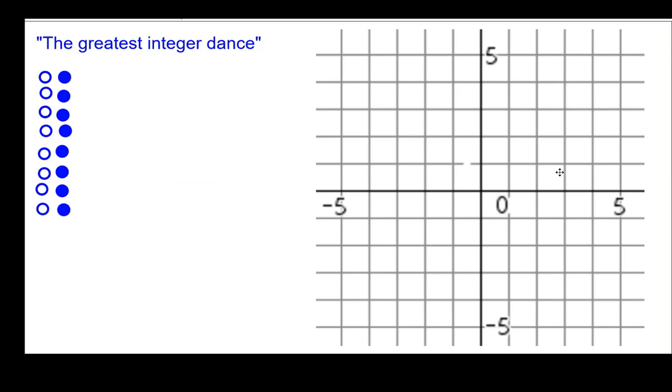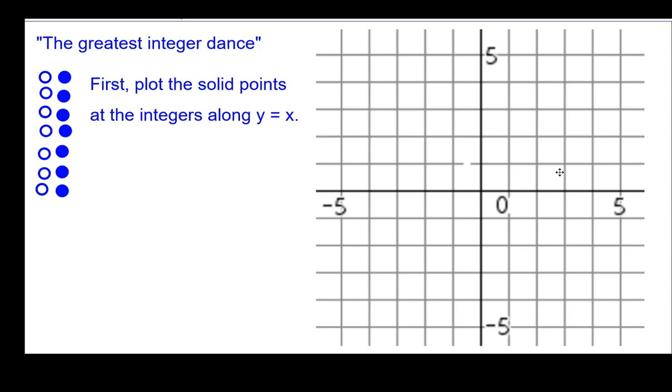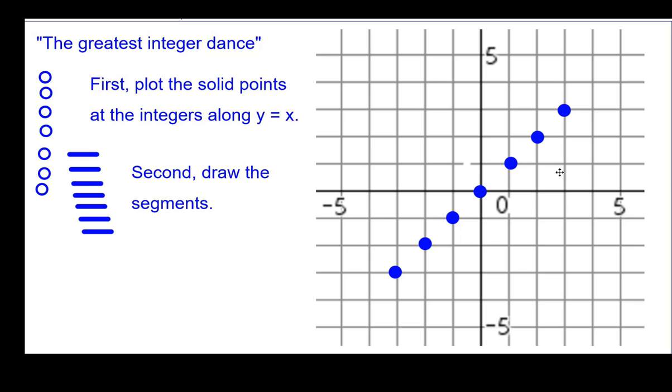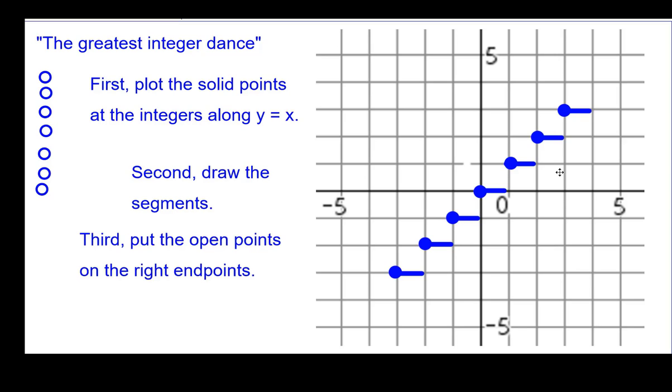So to do this as the greatest integer dance, this is what we'd suggest to graph the greatest integer function. First, plot the solid points at the integers along the line y equals x, but just points, not the line. So that would be those. Second, draw in the segments or the steps. And third, put the open points on the right endpoints. Not the left endpoints, but the right endpoints.